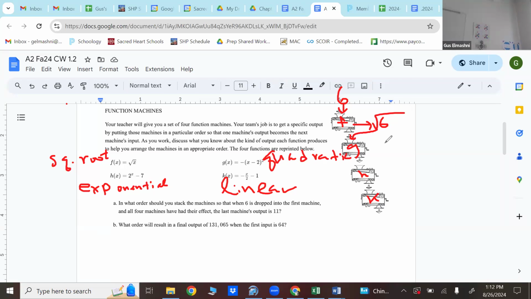If I put root 6 into that one, what do I have to do to compute that? I have to do root 6 minus 2. Just kind of tough to do in your head, right? I have to square that and put a negative afterwards.